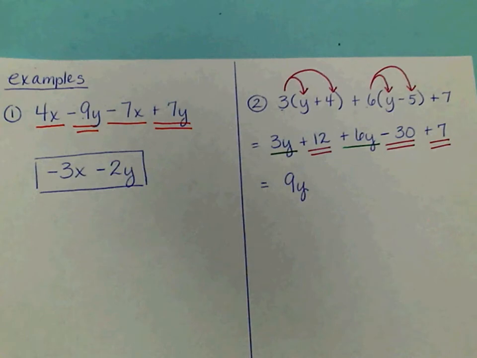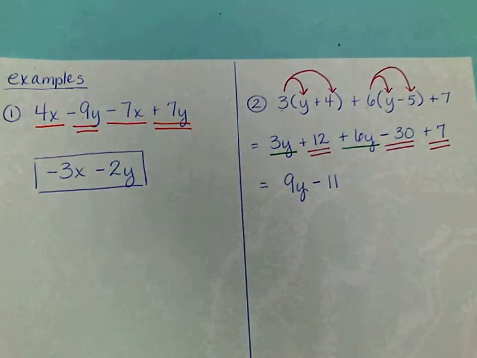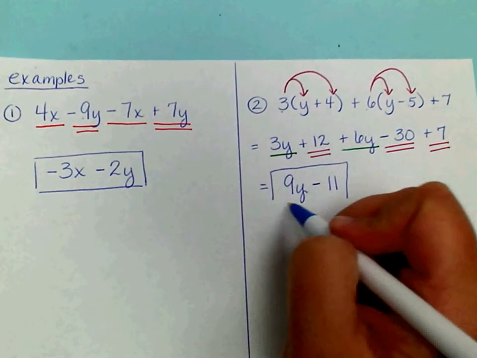Now, when you're adding and subtracting the numbers, you can combine them in any order that you like. So if you find one combination that might go a little easier, then you can do that. So notice if we take 12 minus our 30, we now have negative 18. Now, negative 18 plus 7 is going to give us back a result of negative 11. So it turns out that now our simplified form is 9y minus 11.